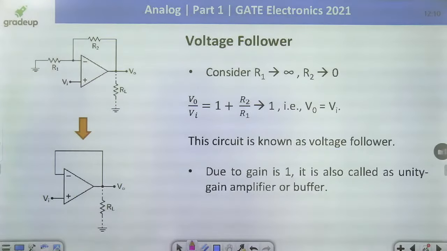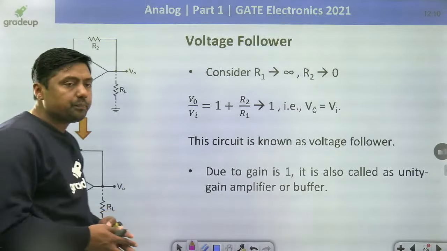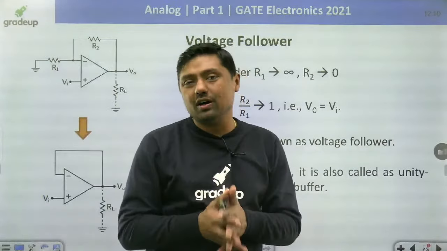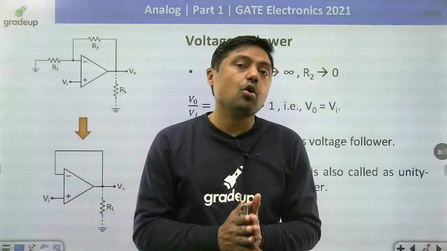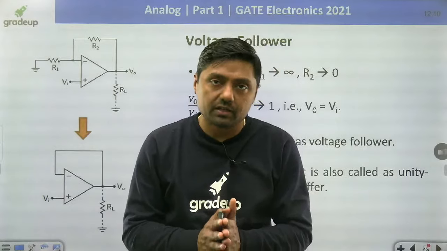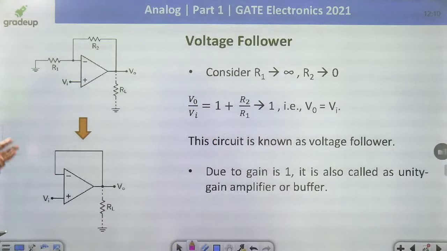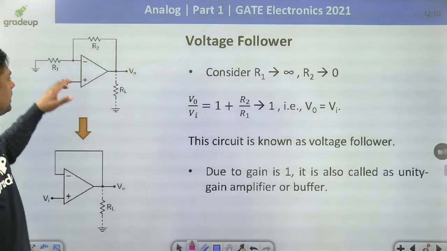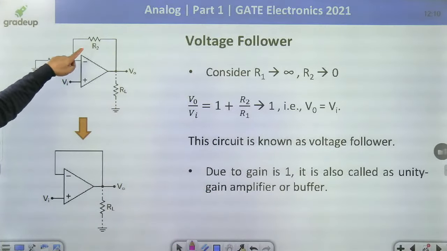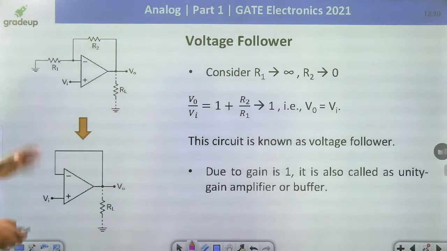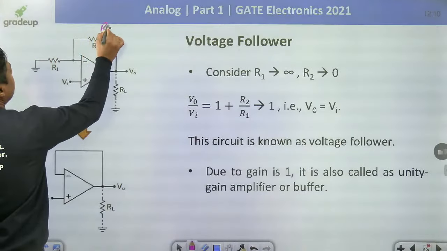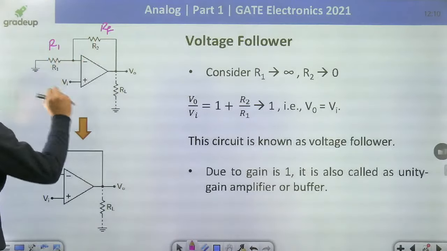Now what is a voltage follower? It is simply a voltage follower. It is a special case of a non-inverting operational amplifier. In a non-inverting operational amplifier, what will be the gain? 1 plus R2 by R1, or 1 plus RF by R1. If it is RF, then 1 plus RF by R1.